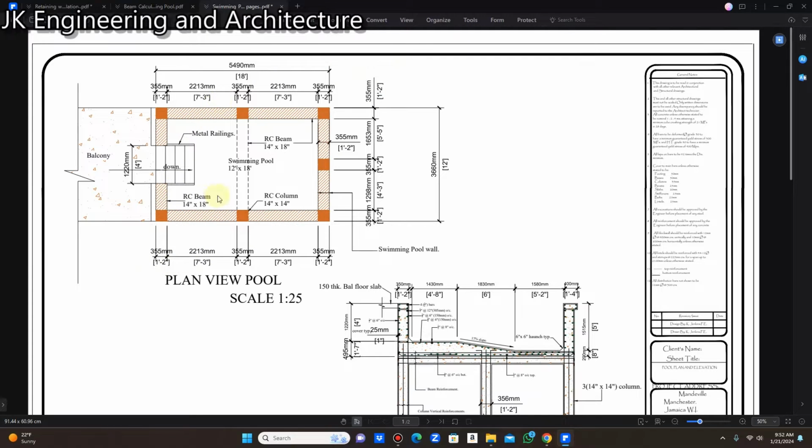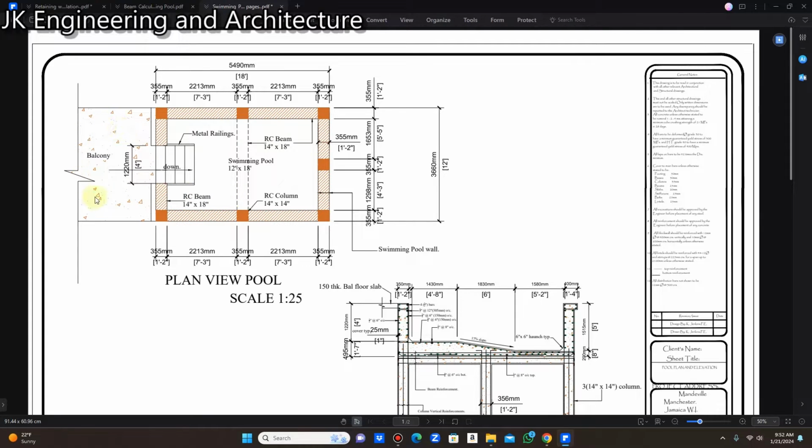Initially, this swimming pool was not a part of the drawings, was not a part of the initial design. But the owner recommended that since he has a rear balcony, a balcony at the back, he's going to attach a swimming pool to it, so that the occupants of his building can leave and come out on the back balcony and enter down into the swimming pool.